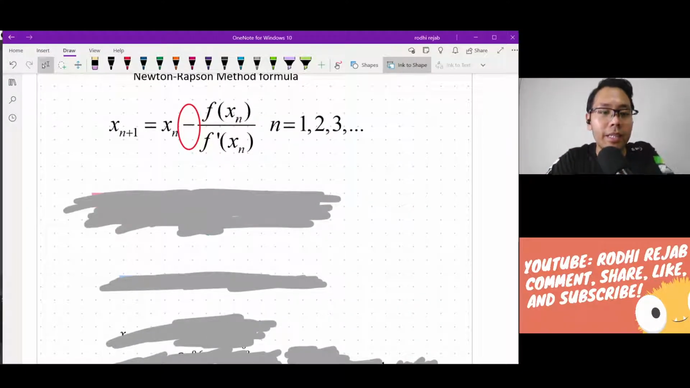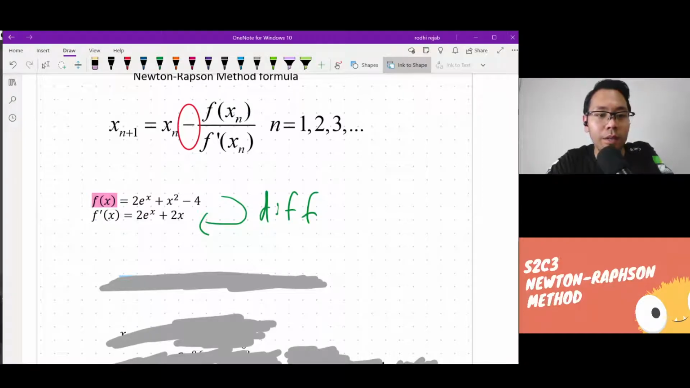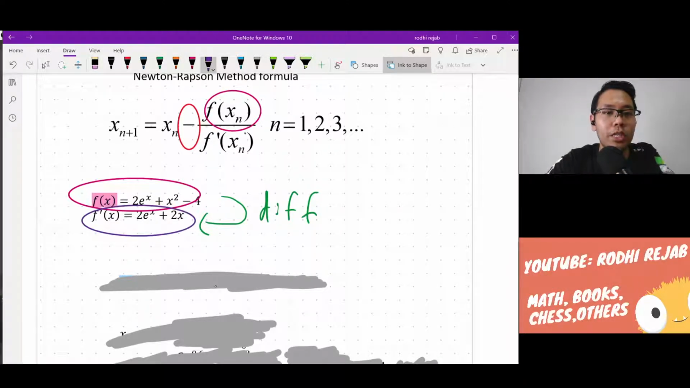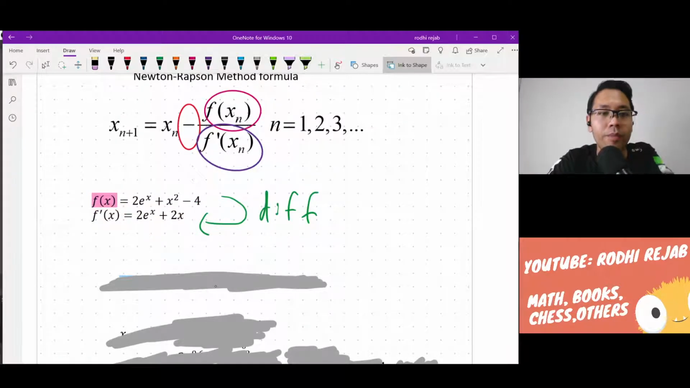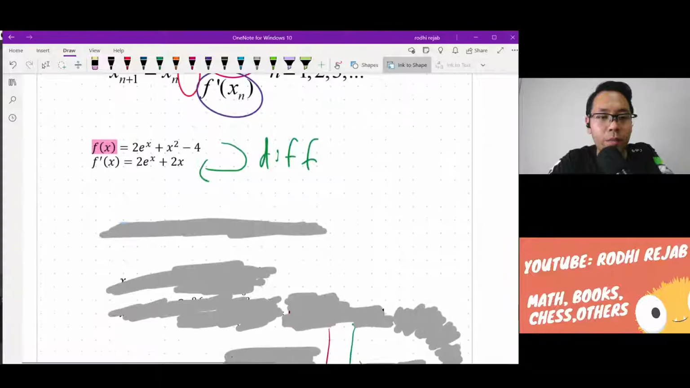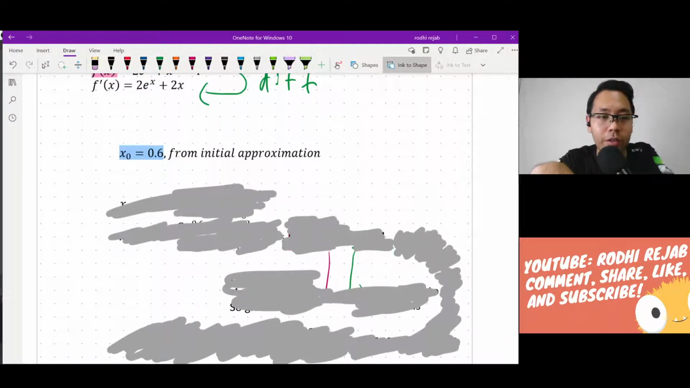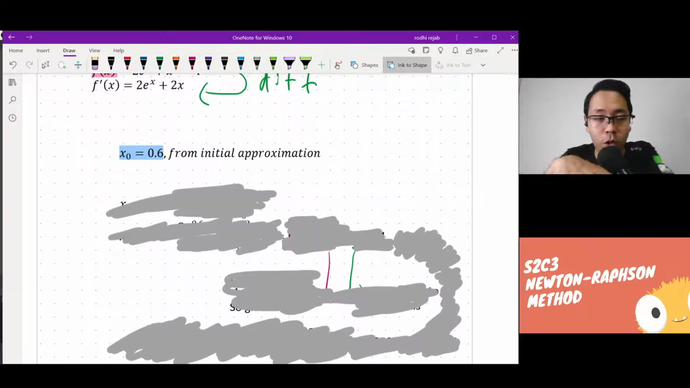Okay, and then we continue. Firstly, you need to differentiate, and you can see here f(x) lies on top, and the other one, the derivative, lies at the bottom. Just to visualize things for you. Then we start with the initial approximation where x equals x0, which is 0.6. In some questions they use x1 as your initial approximation, in some questions they use x0. So it depends on the question that you got.